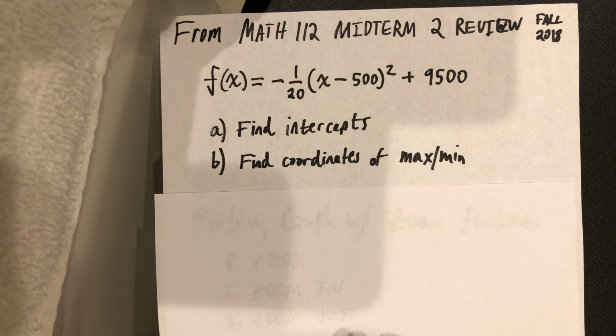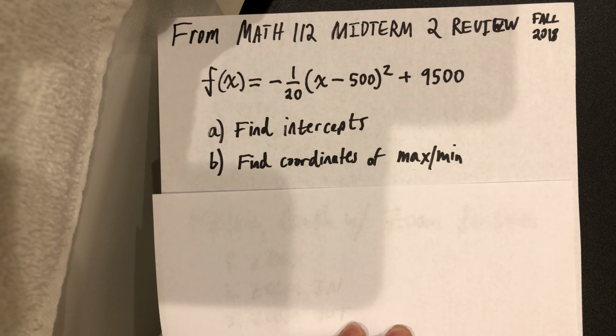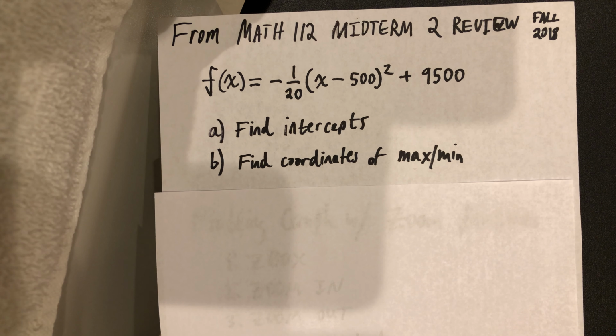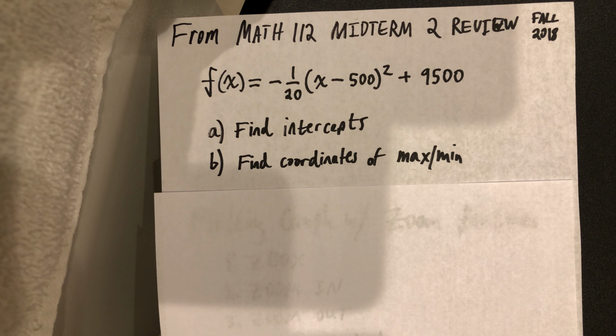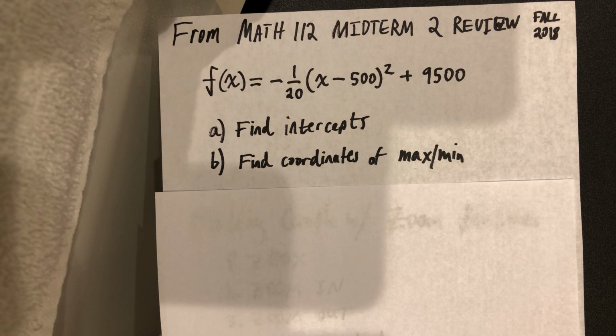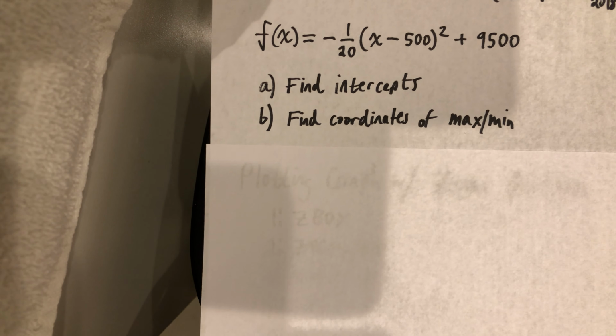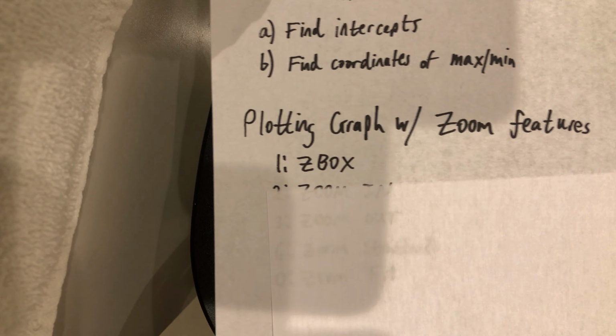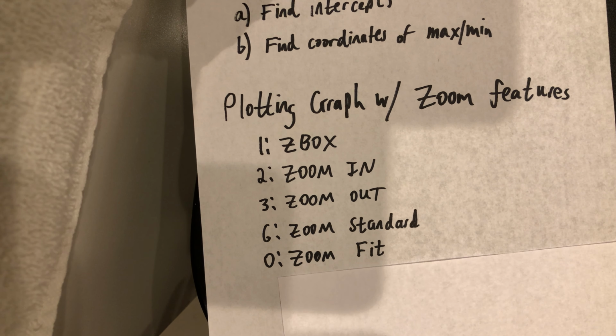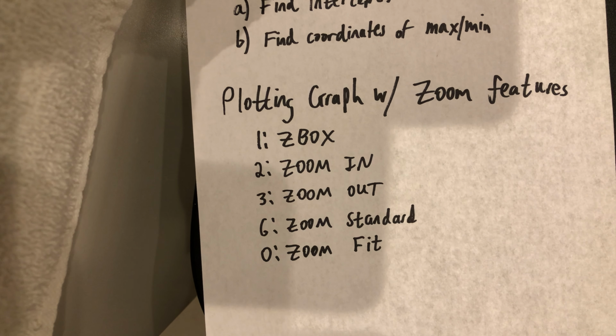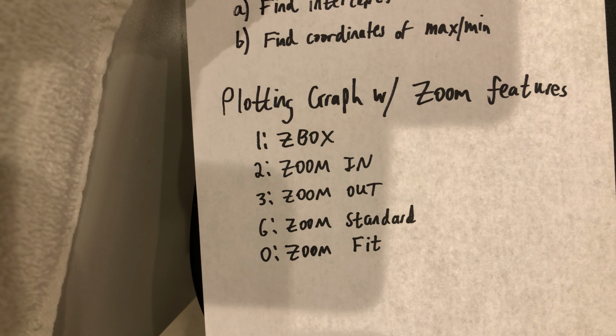So this is a problem I encountered on one of last year's midterm reviews, and I think this is a great problem to practice using the graphing calculator on. We're given a function and we need to find the intercepts and the coordinates of the max or minimum. And the key features I want to use are the zoom features on the calculator: zoom box, zooming in, out, zoom standard, and zoom fit.